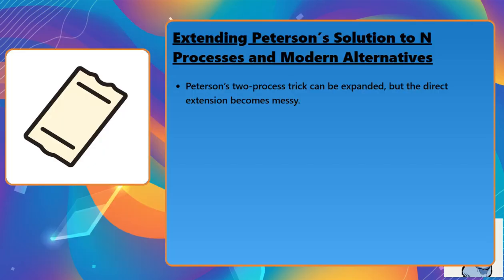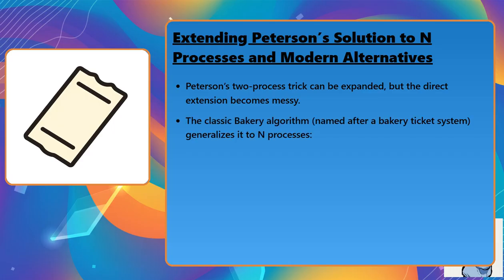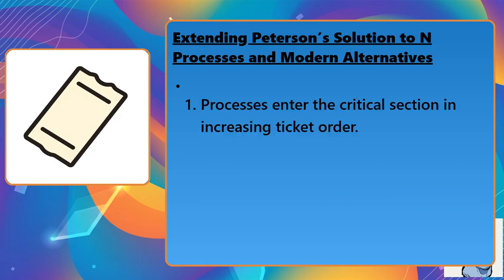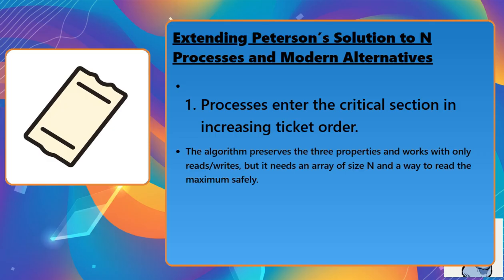Peterson's two-process trick can be expanded, but the direct extension becomes messy. The classic bakery algorithm, named after a bakery ticket system, generalizes it to n processes. Each process picks a number larger than any number currently in use, like taking a ticket. Processes enter the critical section in increasing ticket order. The algorithm preserves the three properties and works with only reads and writes, but it needs an array of size n and a way to read the maximum safely.